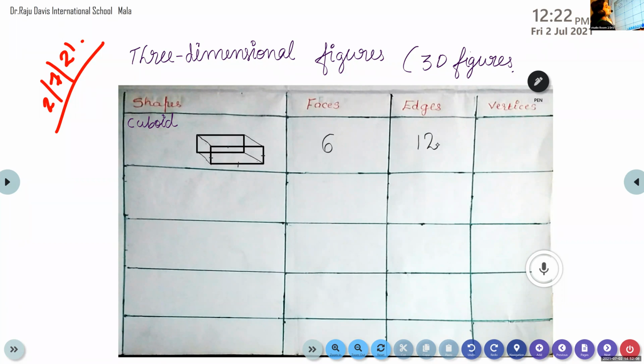Now, Abhinav, please tell me how many vertices are there? Unmute and tell. How many vertices are there? Means how many corners are there? 8. Good. 8 vertices.